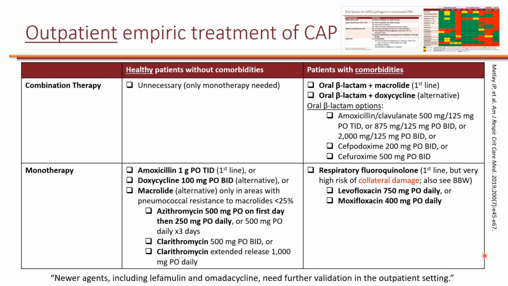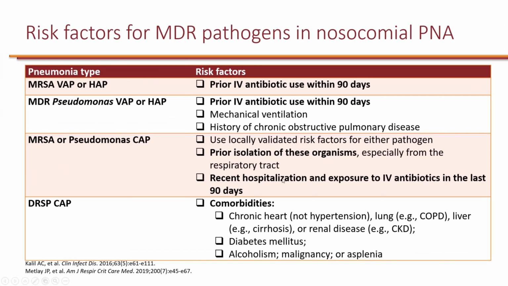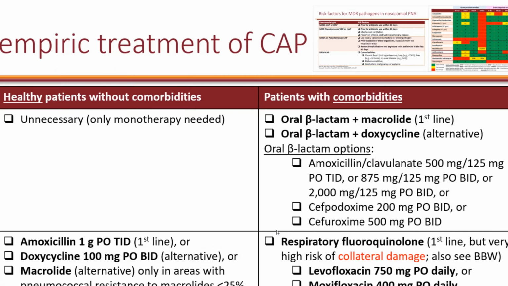Now, for outpatient management of CAP, we are limited to oral therapy, so we are limited to antibiotics that are actually available as oral therapy. The first thing we consider is that we break patients into two groups. One group would be the healthy patients without comorbidities, and these patients are less likely to have drug-resistant Streptococcus pneumoniae. The second group would be those with comorbidities, and those comorbidities we went over previously basically include chronic heart, lung, liver, or renal disease, as well as diabetes, alcoholism, malignancy, or asplenia.